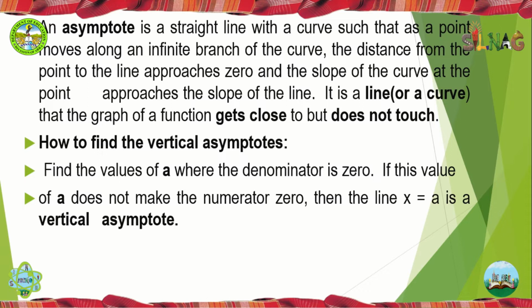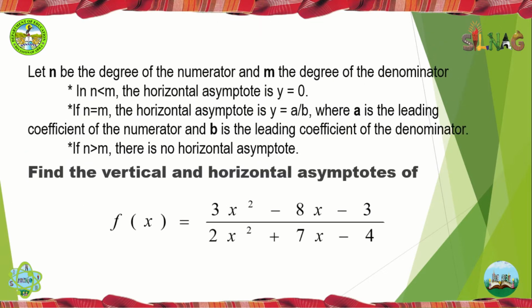How do we find the vertical asymptotes? Find the values of a where the denominator is 0. If this value of a does not make the numerator 0, then the line x is equal to a is a vertical asymptote. To find the horizontal asymptote, we let n be the degree of the numerator and m the degree of the denominator.